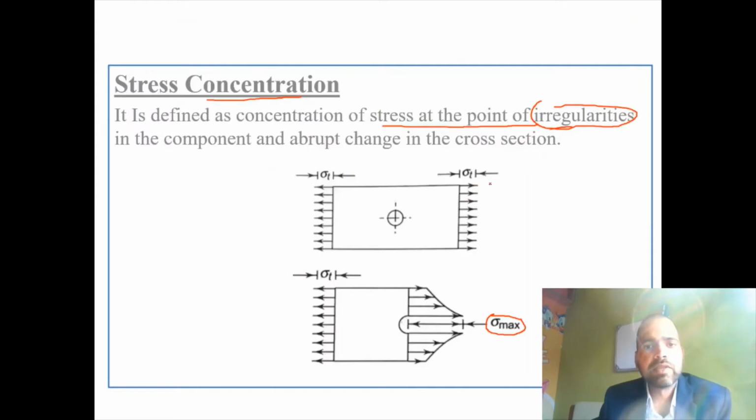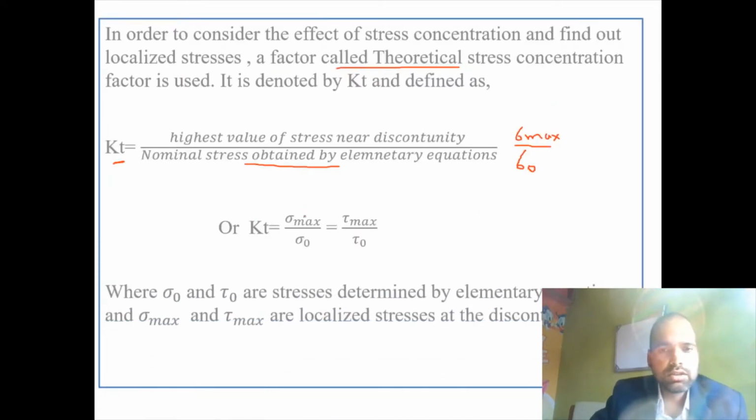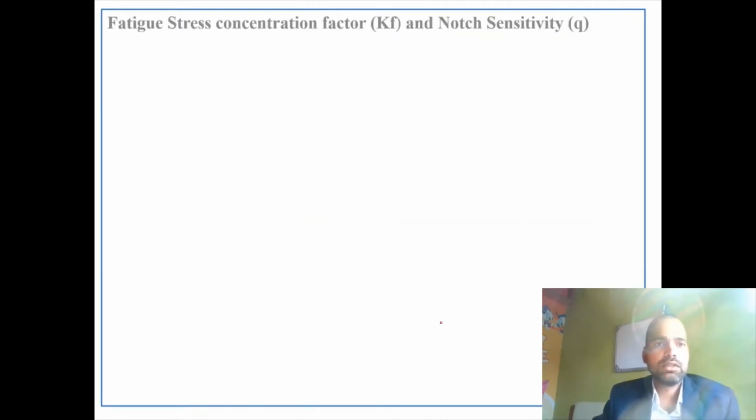So if we see the diagram, this sigma 0 is the nominal stress and sigma maximum is the maximum stress at the discontinuity. Hence, for this diagram, the theoretical stress concentration Kt will be sigma maximum upon sigma 0, and in case of shear stress this is tau max upon tau 0. So sigma max is the maximum stress at the notches, discontinuities or irregularities, and tau 0 is the nominal stress where there is no discontinuity. So the stress determined by the elementary equation is nominal, and sigma max and tau max are localized stresses at the discontinuities. That is called the theoretical stress concentration factor.